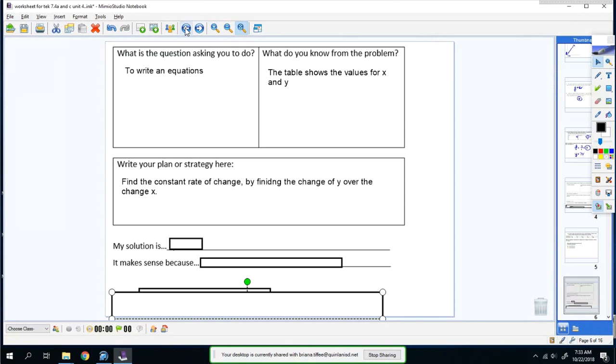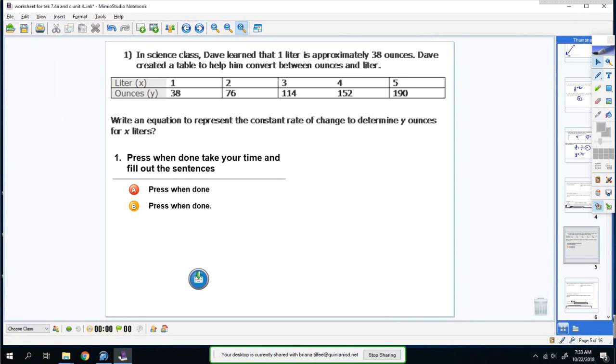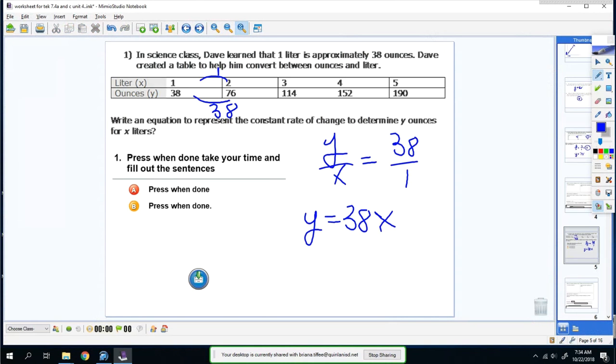So let's do that. So this is X and it increases by 1, and this is Y and it increases by 38. So remember, Y over X is equal to 38 over 1. But that's not what I'm asking for. I'm not asking for the constant rate. I'm asking for the equation. So my equation would be Y is equal to 38X.